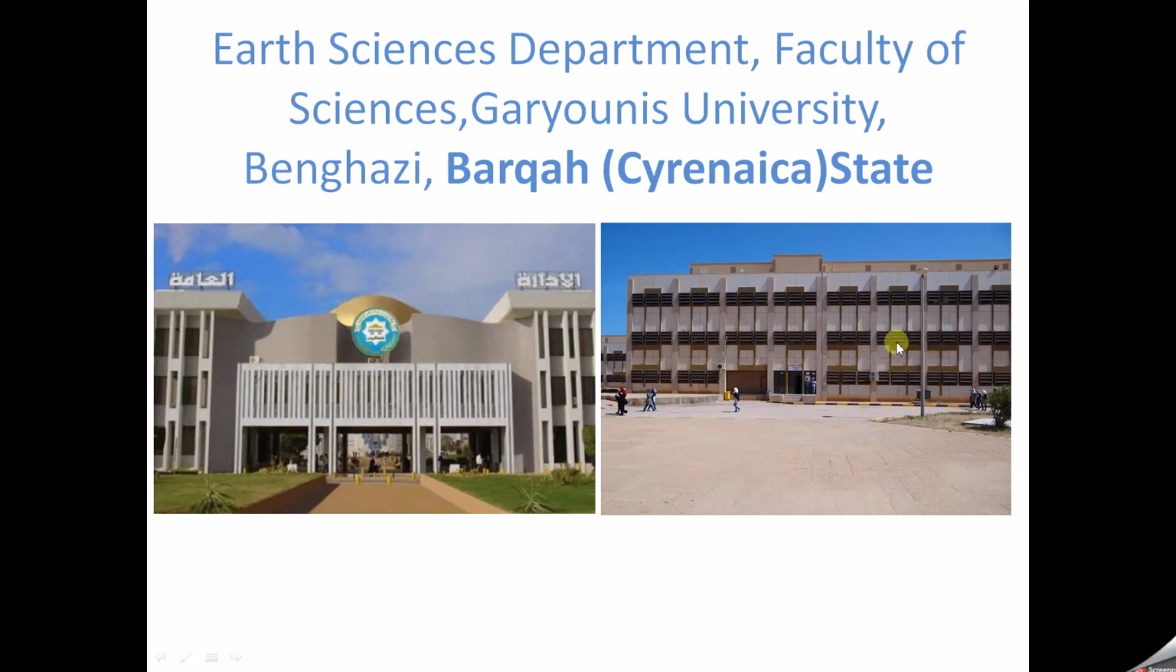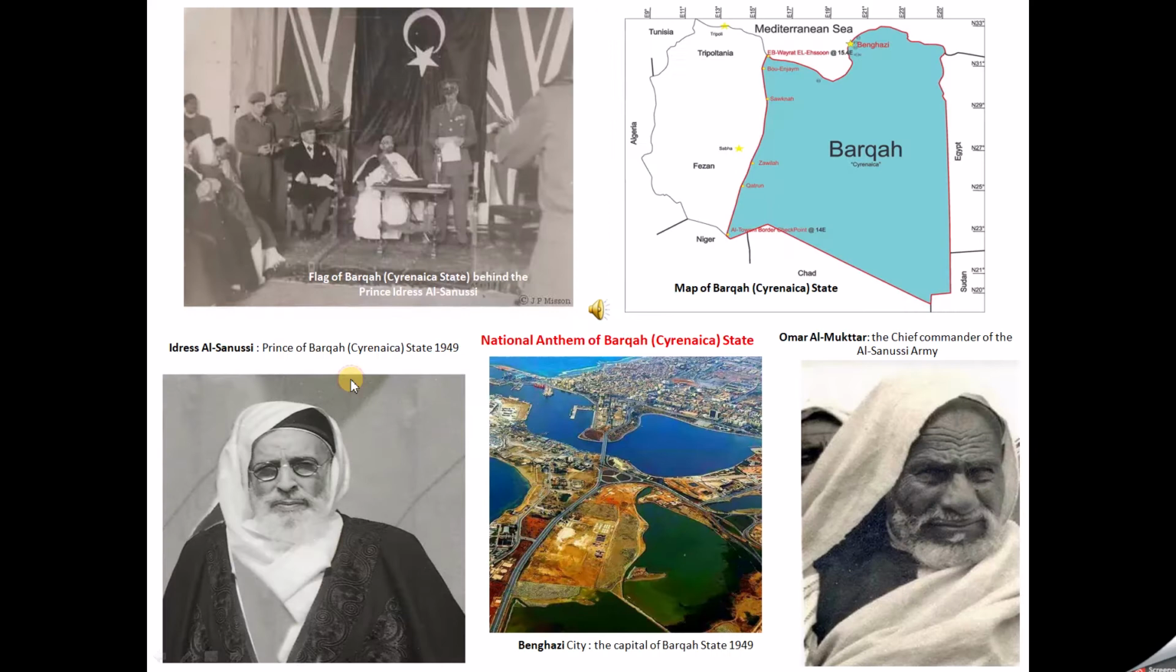This is the Department of Earth Sciences at Yunus University, and this is the main entrance of Yunus University. Here's the Prince of Cyrenaica State, Idris Sanusi, and here's the flag of Cyrenaica State behind the Prince. And this is Benghazi, the capital of Cyrenaica State, or Barga State. And this is Omar Mukhtar, the chief commander of the Sanusi army. And here's the map of Barga State.